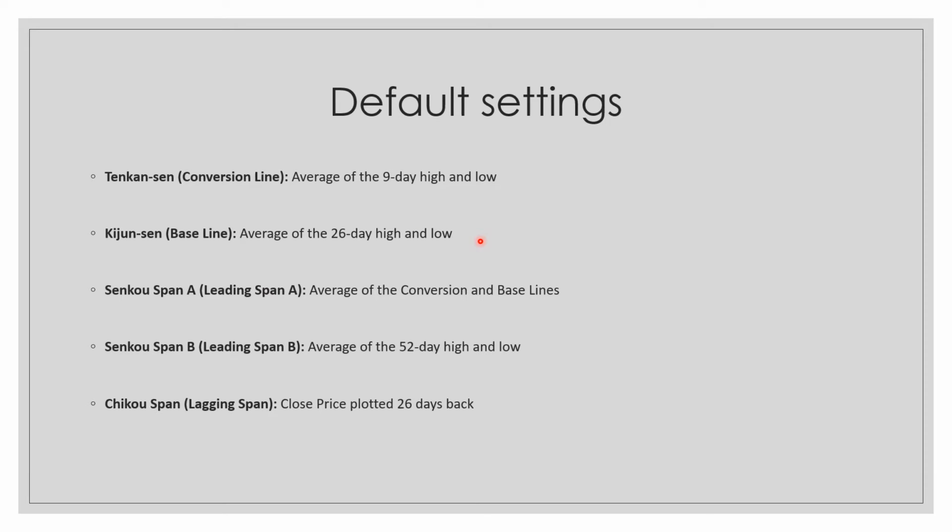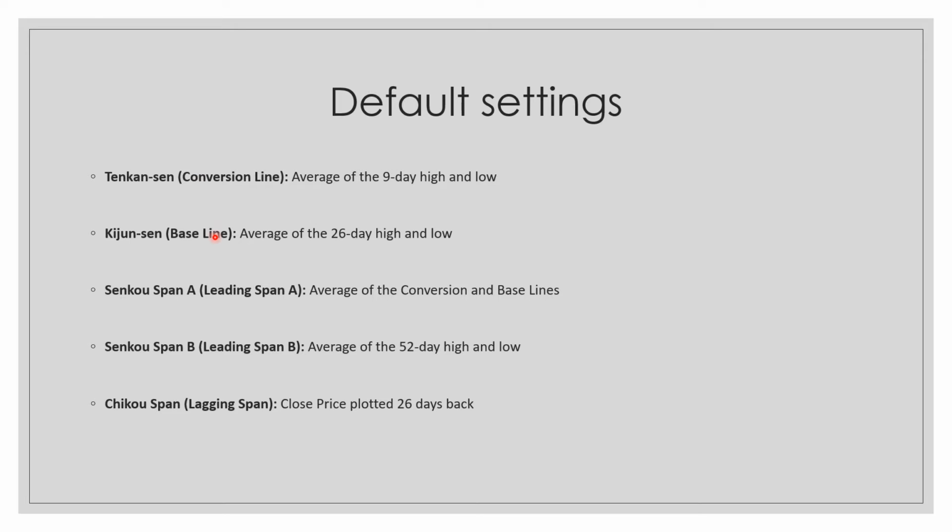So let's discuss the default settings. As we discussed, these are the various parts of the Ichimoku system: conversion line, baseline, leading span A, leading span B, and lagging span. The conversion line is nothing but the average of the 9-day high and low. Whatever the candle's high price and low price for the last 9 days, the average of those is the conversion line.